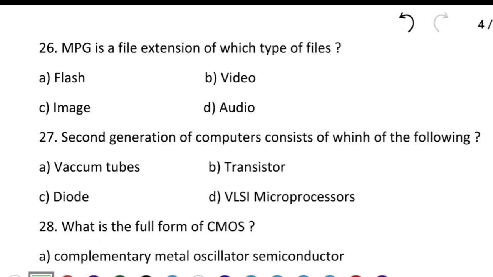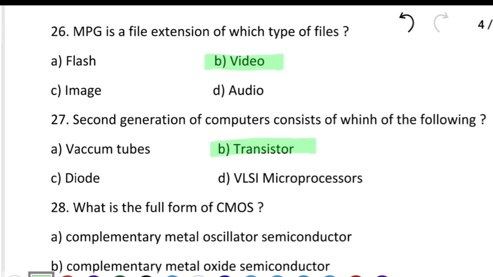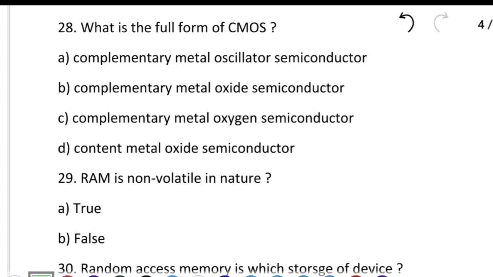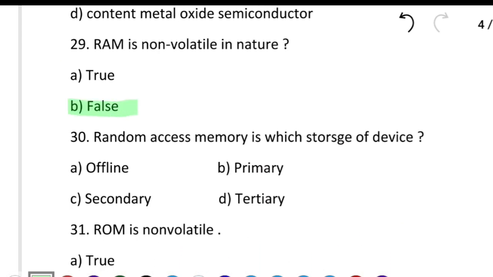Question number 26. MPG is a file extension of which type of files? Video files. Option B. Question number 27. Second generation of computers consist of which of the following? Option B. Transistor. Question number 28. What is the full form of CMOS? Complementary metal oxide semiconductor. Option B. Question number 29. RAM is non-volatile in nature. False.